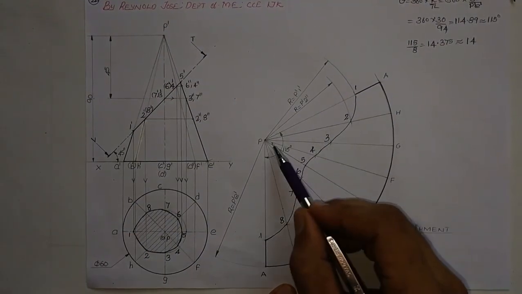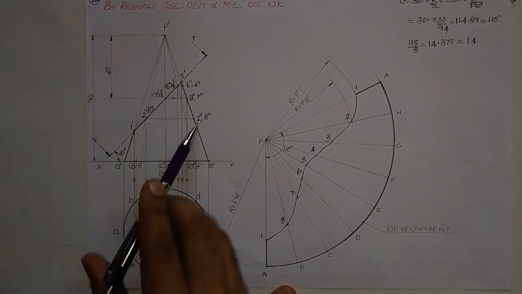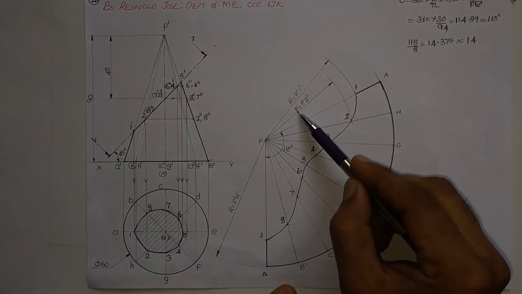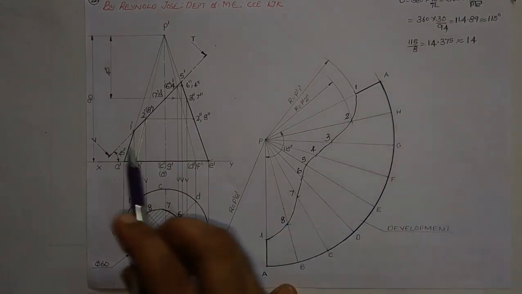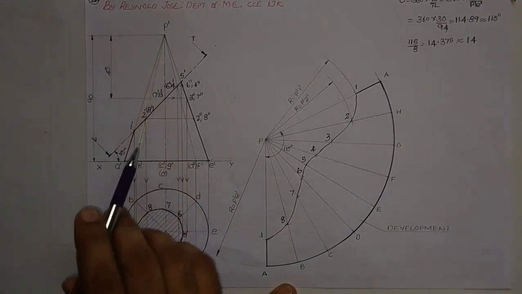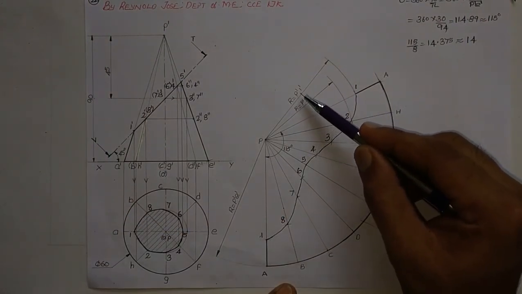So we have taken the measurement for marking P2 from P dash 2 double dash. So that is what is indicated here, R is equal to P dash 2 double dash. And for marking 1, we have taken the measurement from P dash 1 dash. So that is what we have marked here, R is equal to P dash 1 dash.